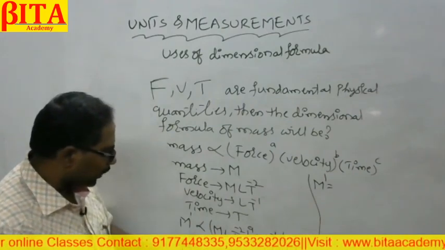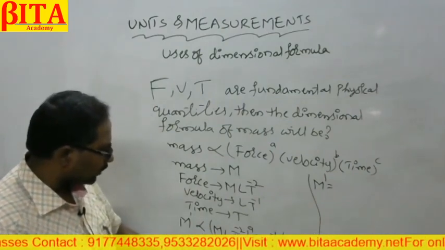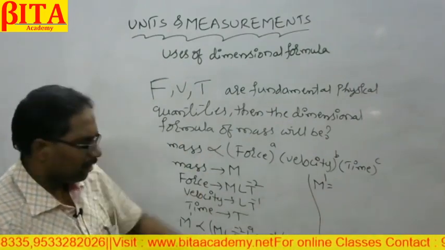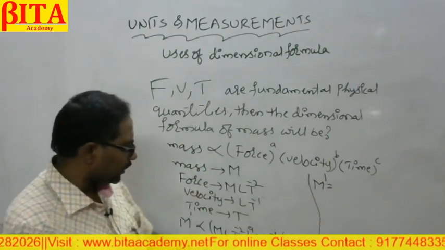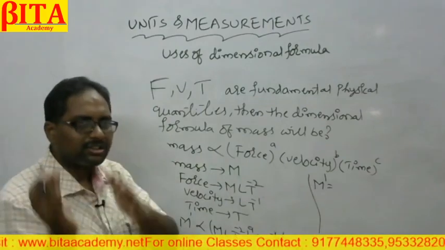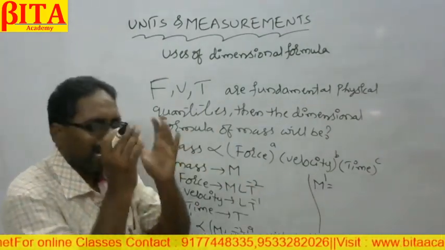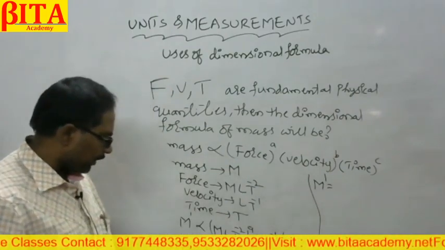Now observe carefully, on the right side mass, length, and time terms are there. So in each and every physical quantity, mass, length, and time are there. That's why all mass terms must be written as one, all length terms as one, all time terms as one. So let me write like that.